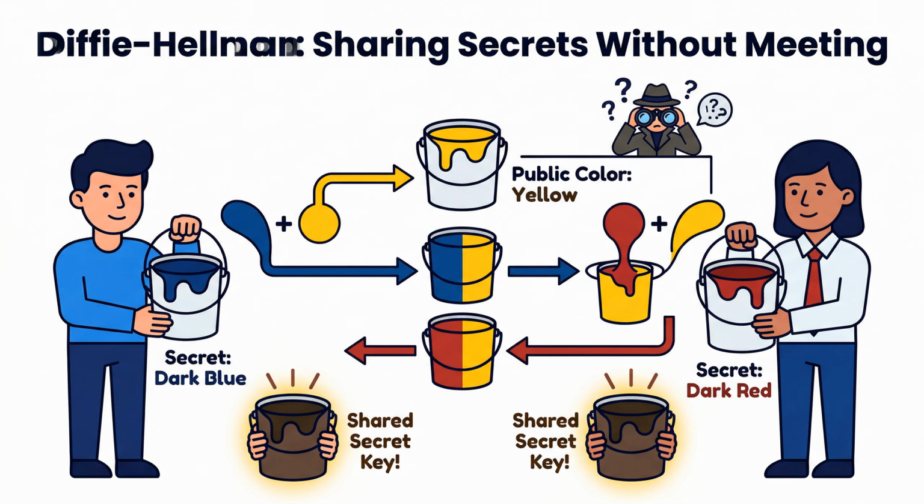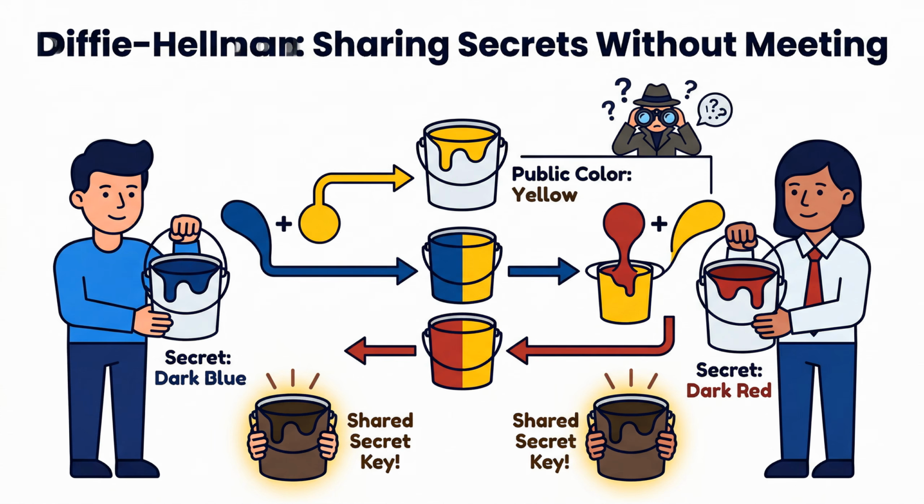The client and server need to agree on a secret encryption key, but they've never communicated before, and anyone could be listening on the network. How do you share a secret with someone when every message might be intercepted? The answer is Diffie-Hellman. Here's the analogy.